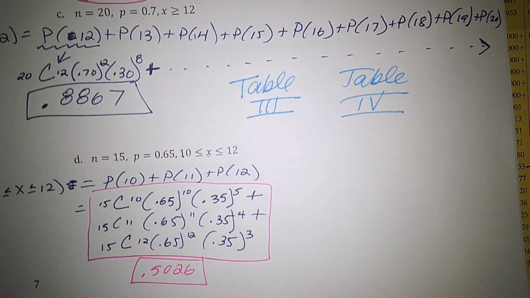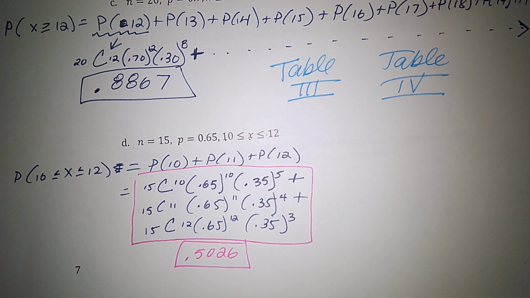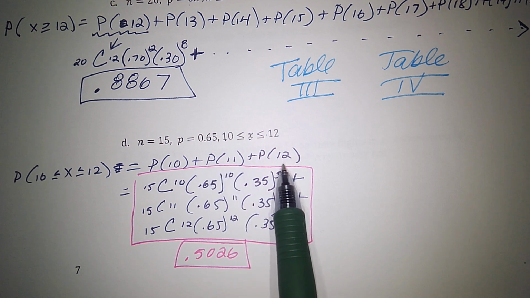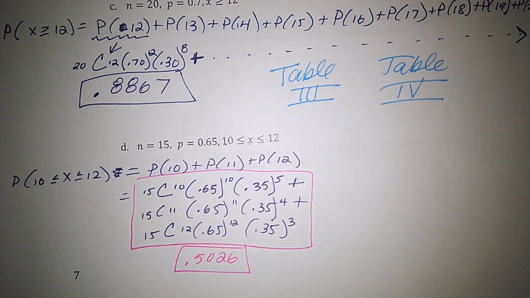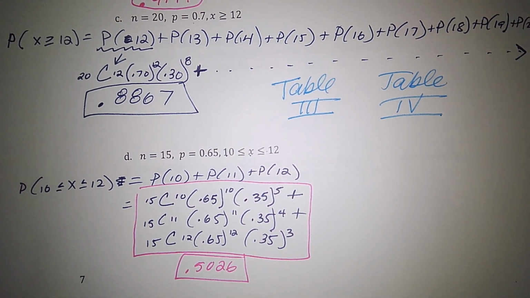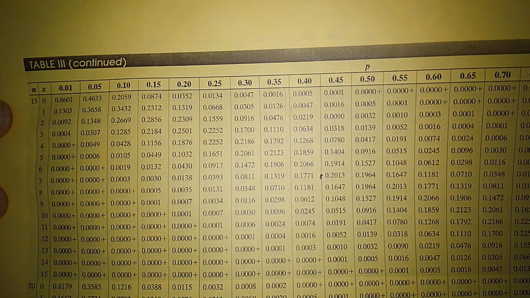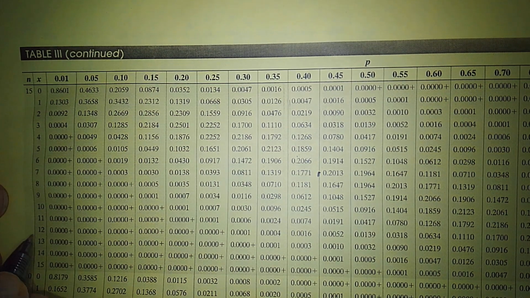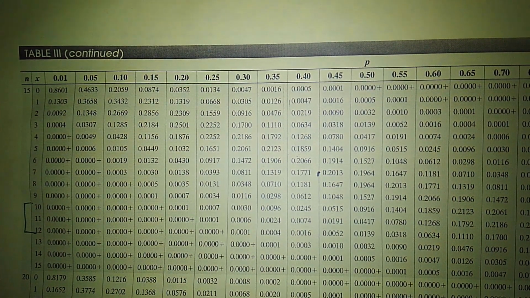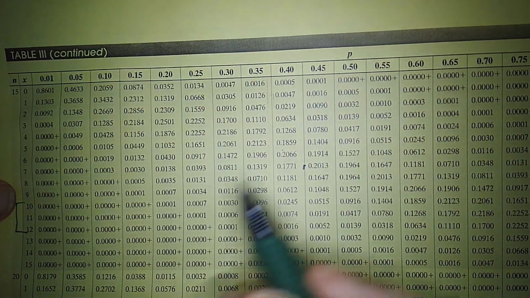Finally, for the last one, if we wanted to use the tables for the last one, here we have n is 15, and we have our probability, and we know our x needs to be between 10 and 12. So I would go to Table 3 and find each of these individual probabilities. So let's go to Table 3. N is 15, and x needs to be between 10 and 12. So here's Table 3. Here's n is 15. X needs to be between 10 and 12. And the probability of success was 0.65.